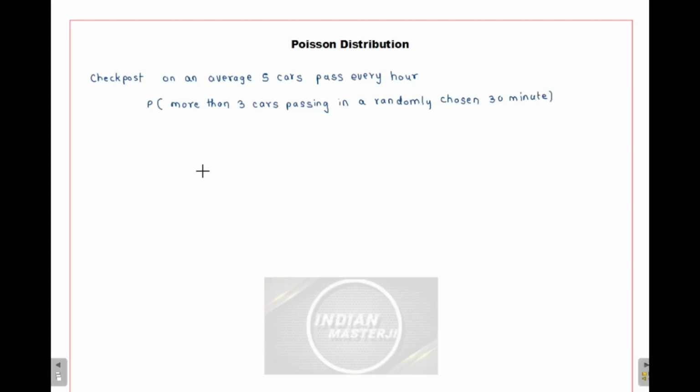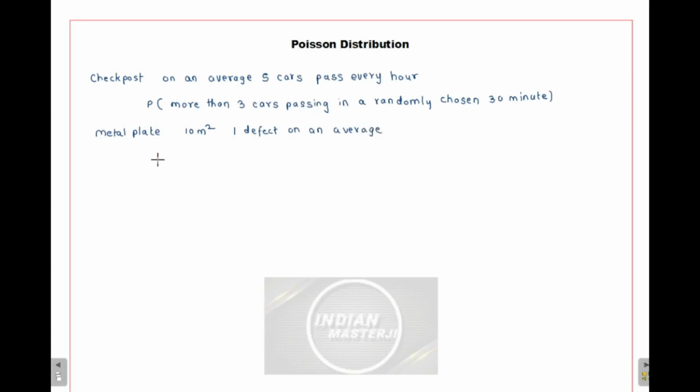Let's take another scenario. Suppose there is a steel manufacturing company which manufactures metal plates, and the company claims that for every 10 meters square of metal plate area which the company manufactures, there is only one defect on an average.